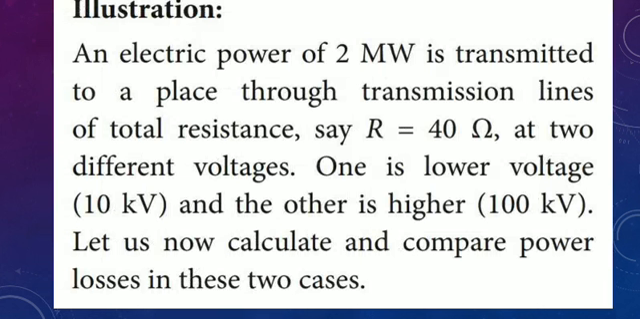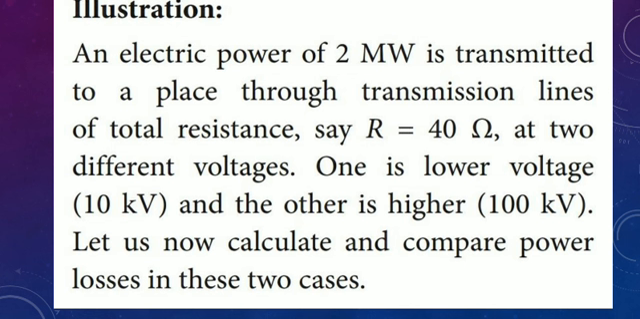This illustration is used to find out the electrical power loss. For example, an electrical power of 2 megawatt is transmitted to a place through transmission lines of total resistance 40 ohm at two different voltages: one lower voltage, 10 kilovolt, and the other higher, 100 kilovolt. How to calculate the power loss?